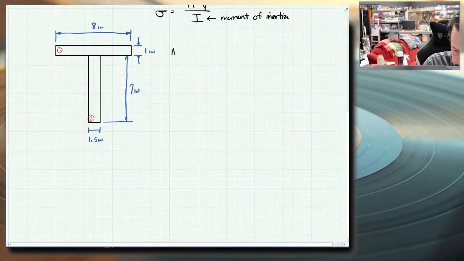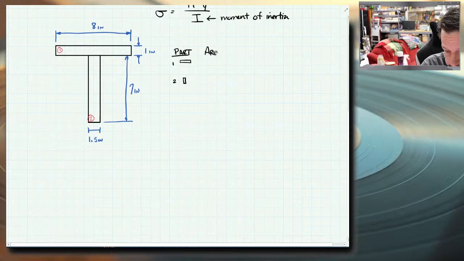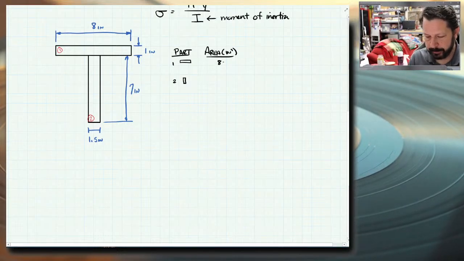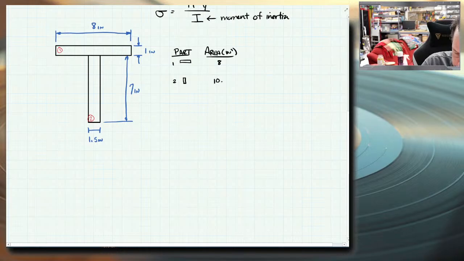And we're going to go just like we did with the centroids before. Let's do part first. Not that it particularly matters, but I like to keep track of it that way. So part 1 is the flange, part 2 is our stem. Then let's calculate the area. These will be in square inches. Part 1 is just 8. Part 2 is, well, I put it at 1.5. I wanted different numbers for everything so that it's easier to track them, but that made it harder to multiply. 10.5. So the summation, the total area, is 18.5 square inches.